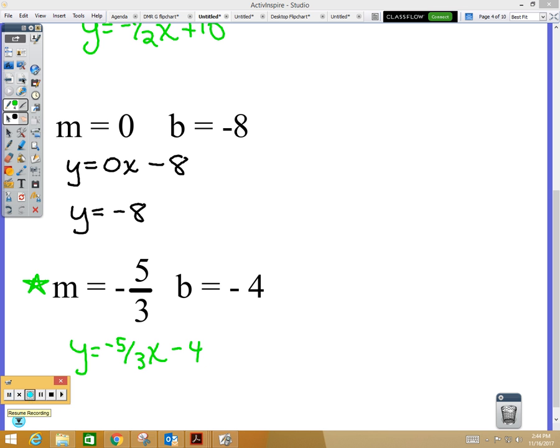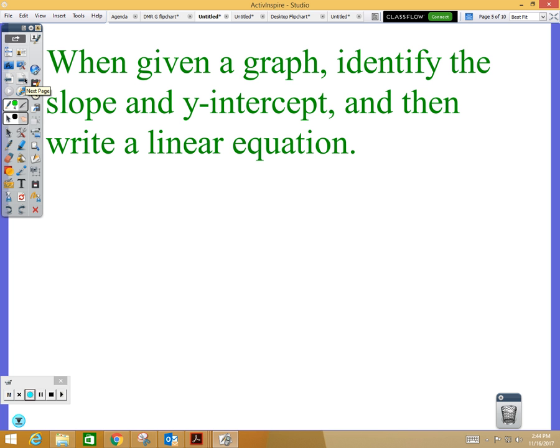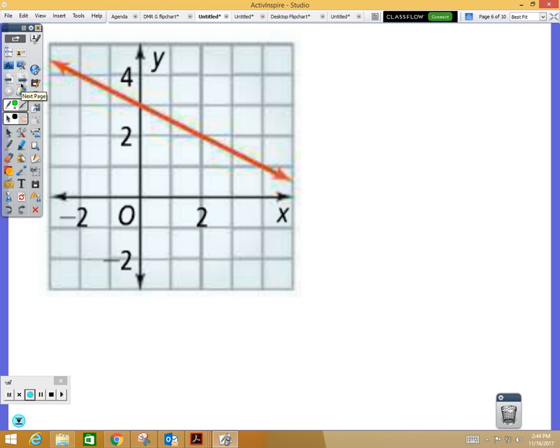Okay, next. Now we're going to write equations, but I'm not giving you the slope and the y-intercept. You're going to have to find it. Okay? So I'm going to give you a graph. And looking at this graph, we are going to find the slope, which is what we practiced yesterday. We're going to find the y-intercept. And once again, y-intercept means where it's crossing the y-axis. And once we have found that information, then we're going to be able to write our equation.